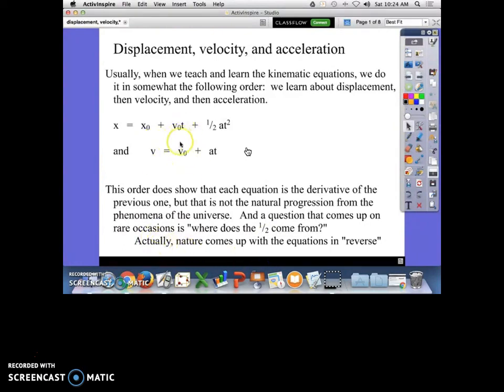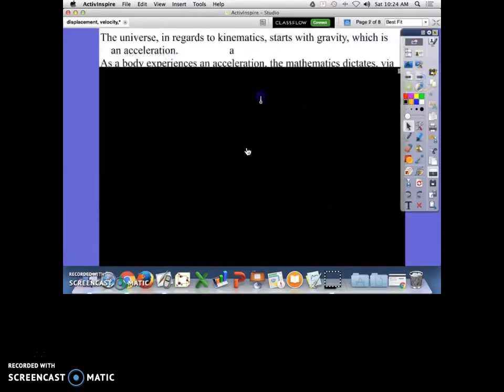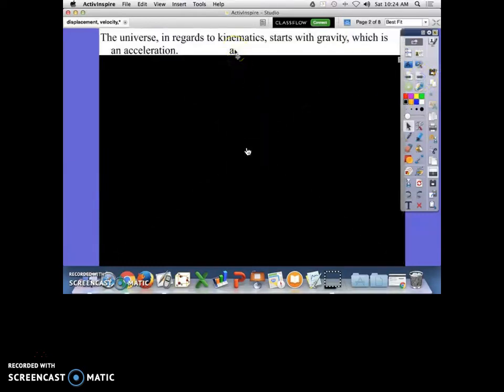So how do these equations come up? Well, nature comes up with these equations, actually, in what we would consider the reverse order. The way we learn them is actually backwards. What nature starts with is gravity. The universe, at least in regards to kinematics, starts with gravity, which is an acceleration.